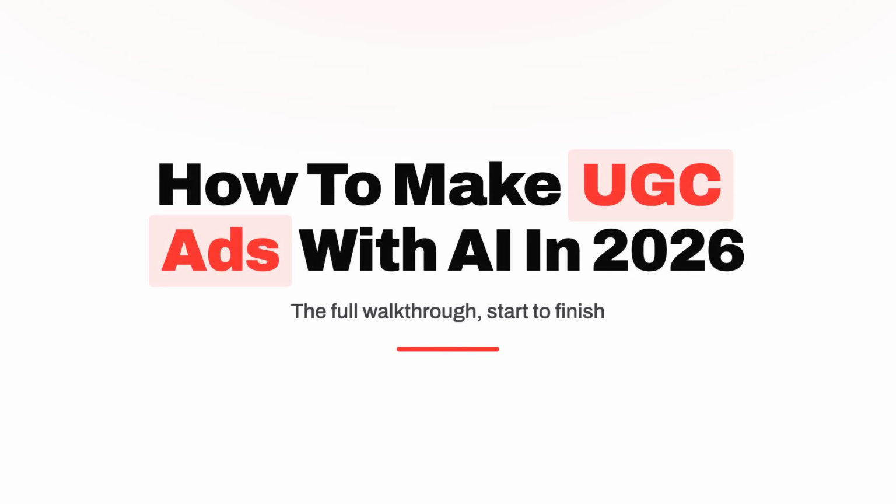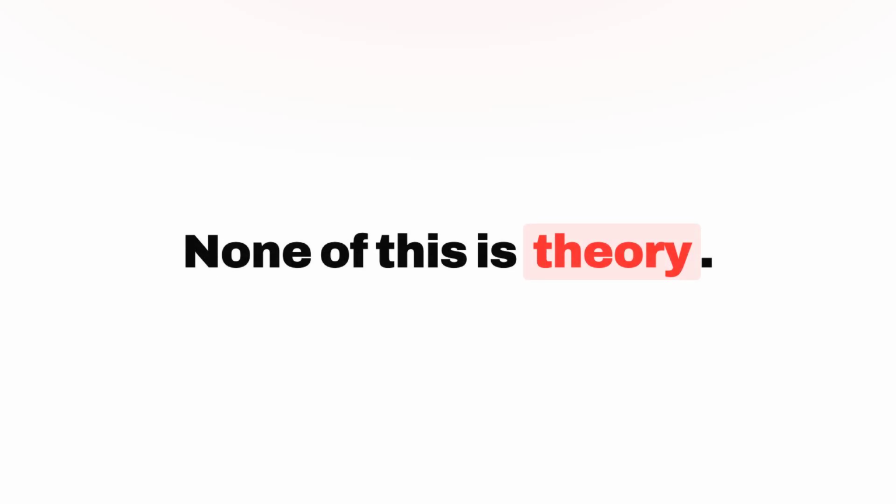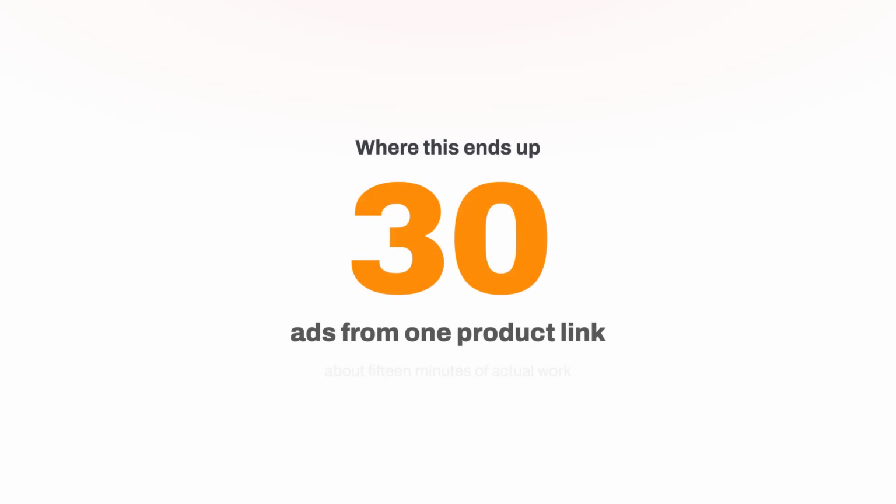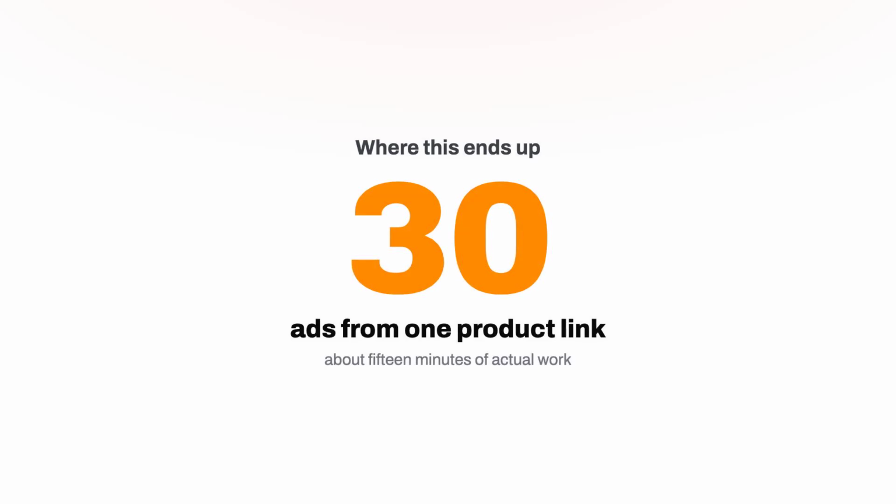Okay, so if you're trying to make UGC ads with AI right now, this is the whole process. Start to finish, nothing skipped. And none of this is theory. This is the exact thing I run every week, and I'll show you the screen while I do it. By the end, you'll be able to take one product link and walk out with 30 ads. 15 minutes, give or take.